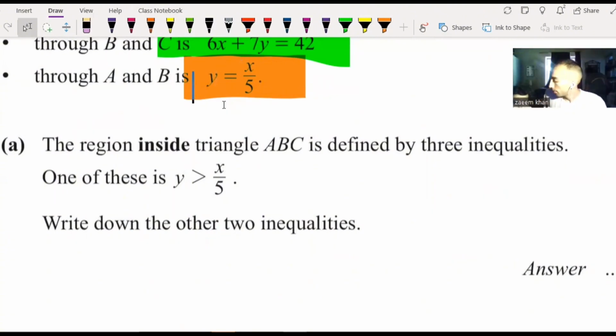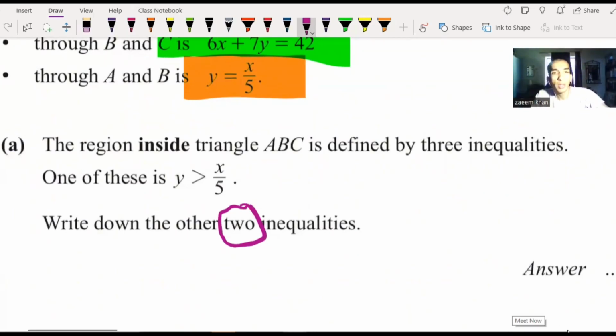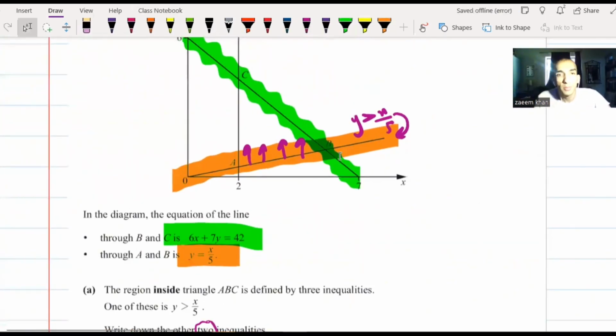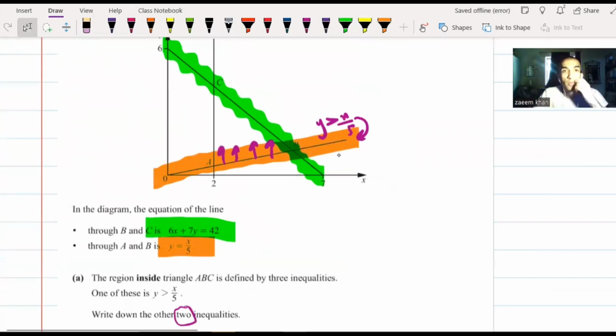They're asking us to write down the other two inequalities. Can you write down the other two inequalities from this question? And do not forget, the key word is inside. Inside what? Inside this triangle ABC. You're supposed to stay inside this triangle.